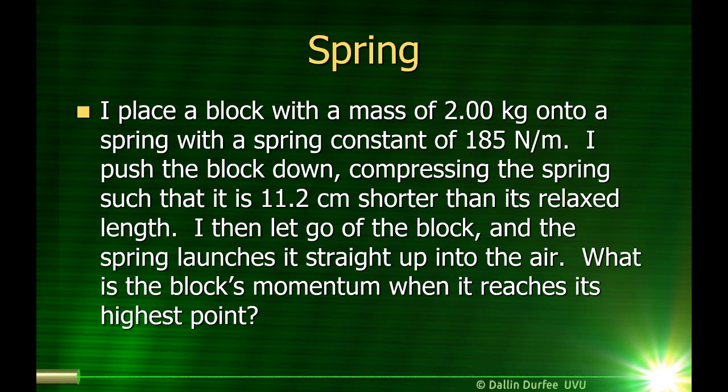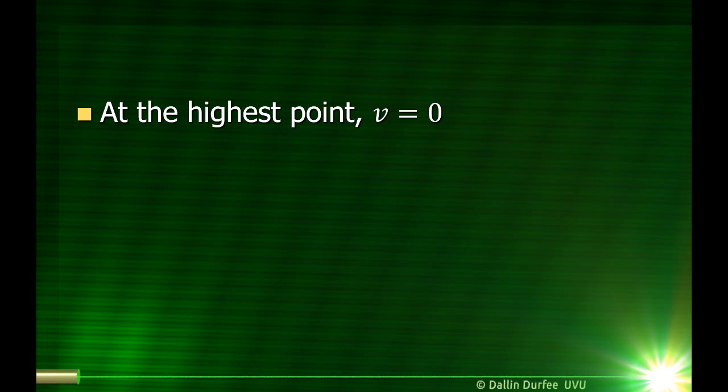Okay, this looks like a complicated problem, but really all we have to do is say, well, when it reaches its highest point, that's when its velocity is 0. Momentum is mass times velocity, so if the velocity is 0, the momentum is 0, and we're done.